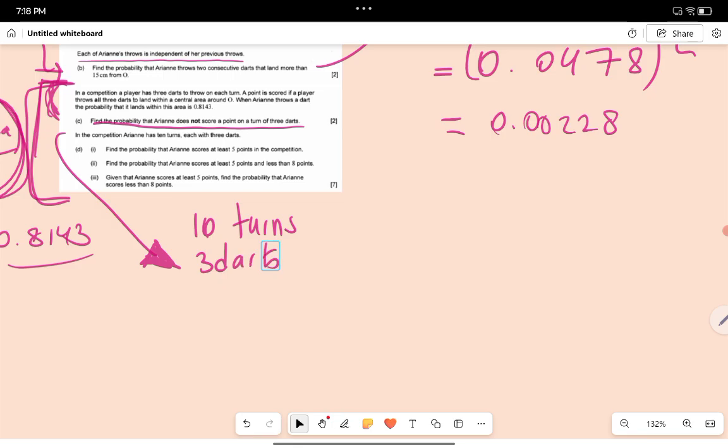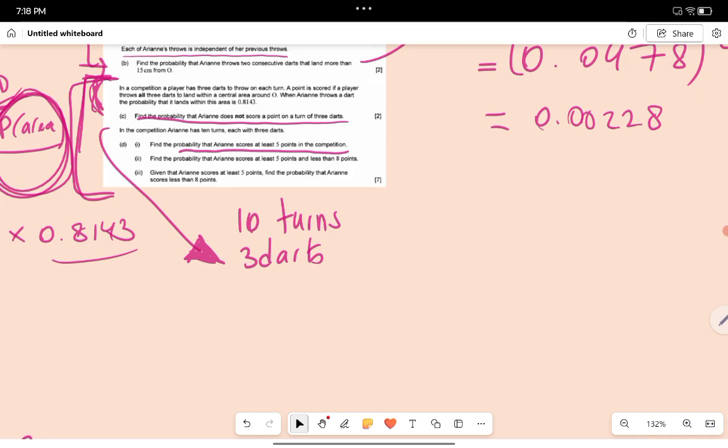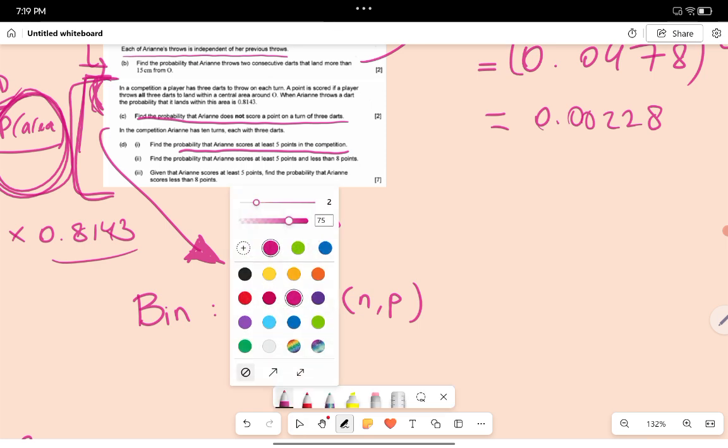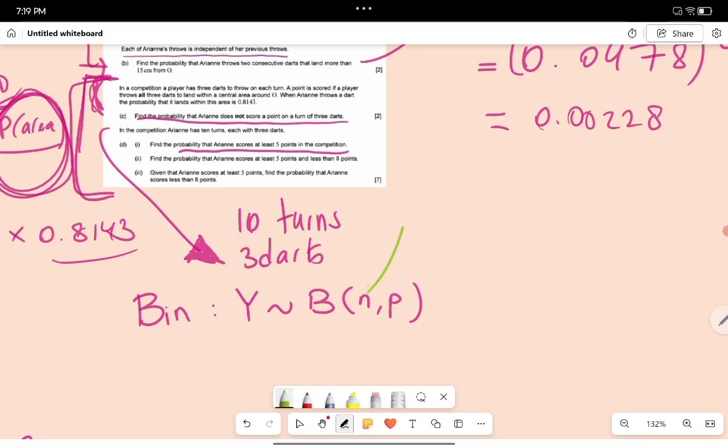Okay. D. Find the probability that Arian scores at least 5 points in the competition. So guys, now it's really good to recognize a binomial distribution. If we have a binomial distribution, we can, for example, say Y is binomially distributed. So we write it down like this, B(n, p). And then we've got n, which is the number of trials.